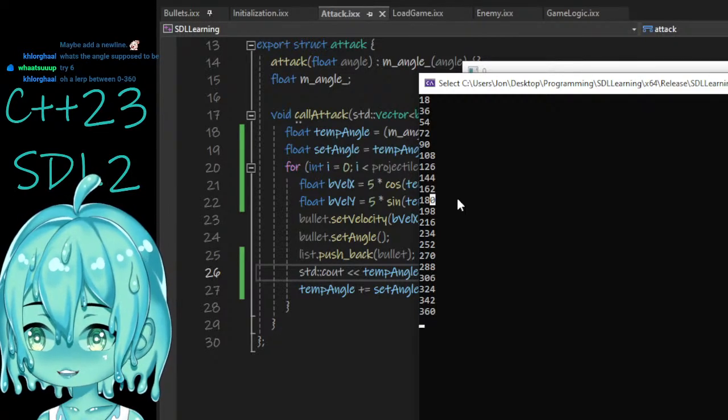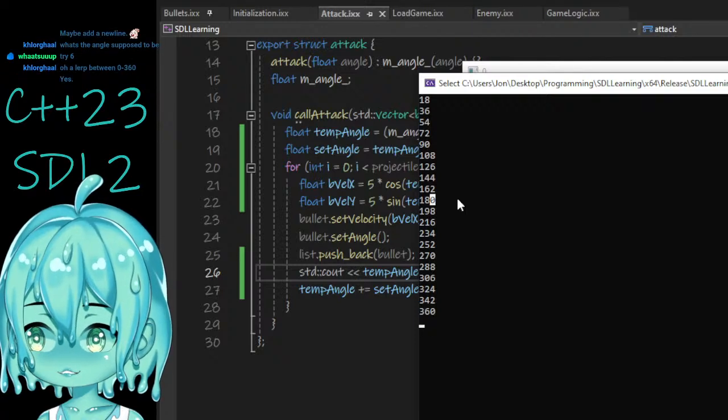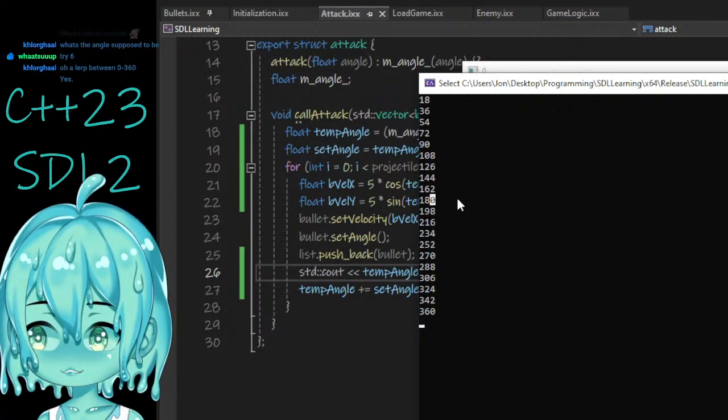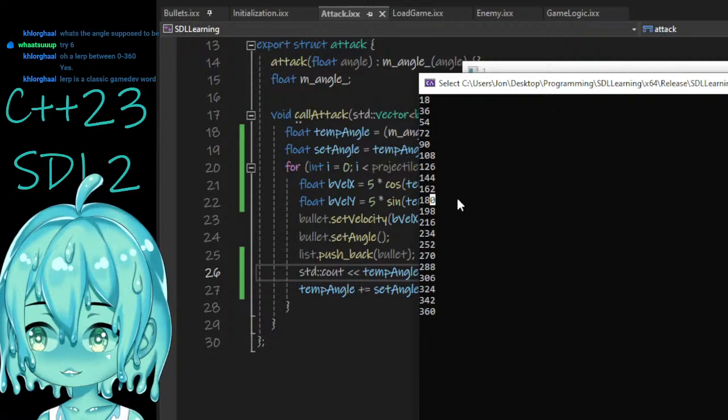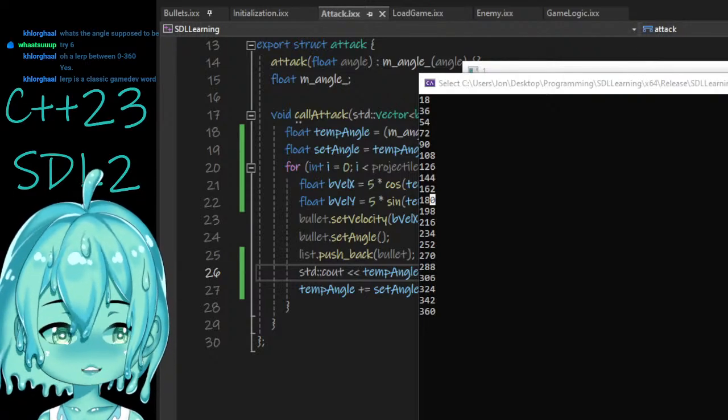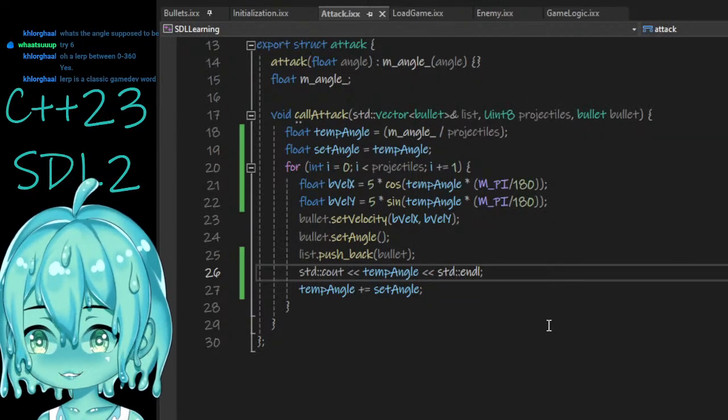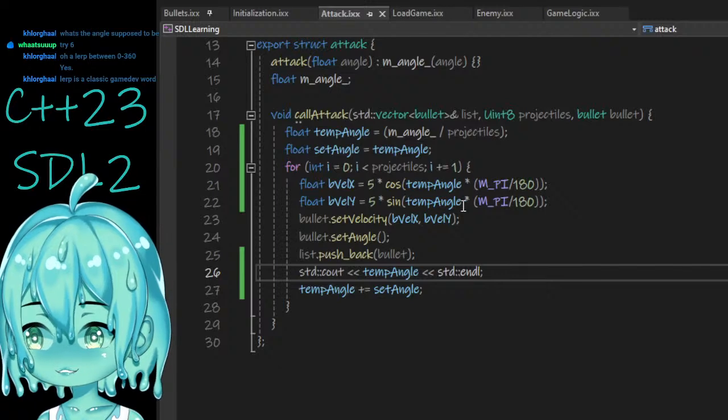The one going right and the one about isn't the first and second line. A lerp is a classic game dev word? Well, I'm not a classic game dev. Do I look old? No, I'm young and youthful and full of energy.